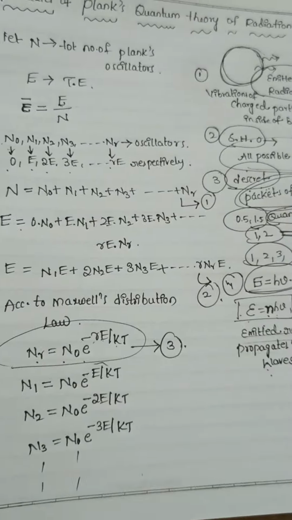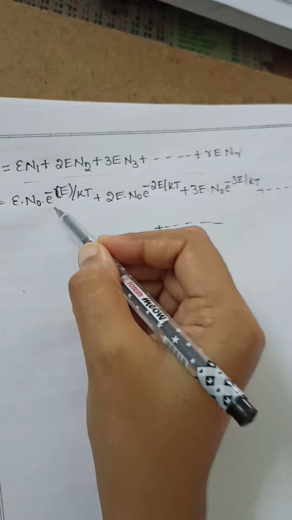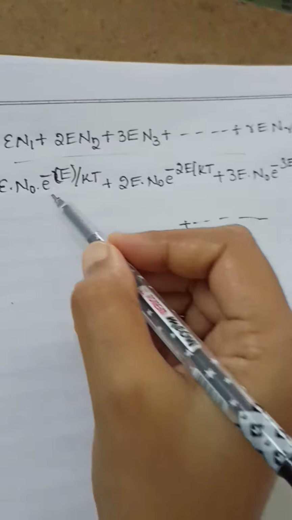What will you get? Substitute it. After substituting in this equation, this is the final: N1 is equal to N0 into e to the power of minus ε by kT plus 2ε, N2 is equal to N0 into e to the power of minus 2ε by kT plus 3ε, and the N3 value is N0 into e to the power of minus 3ε by kT.